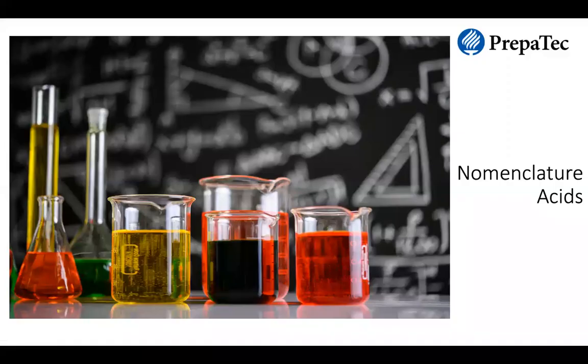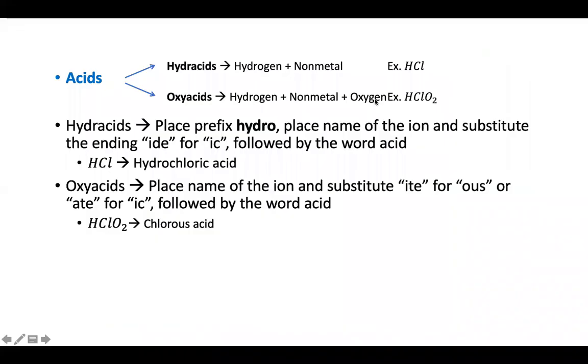During this video, we are going to explain how to name acids. First of all, we have to know what is an acid. An acid is a compound that starts with an H. So every time that you have a compound that starts with an H, it will be an acid. I know that you will say H2O is not an acid, okay, but all the rest of the compounds that start with an H are going to be acids.